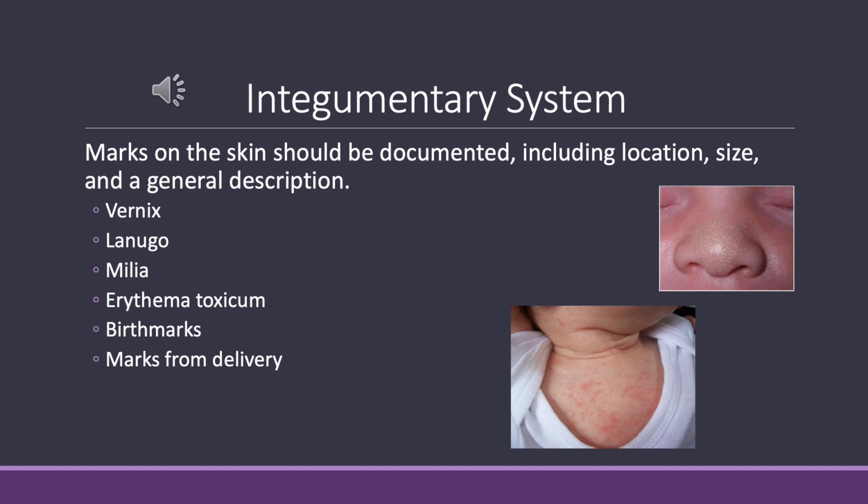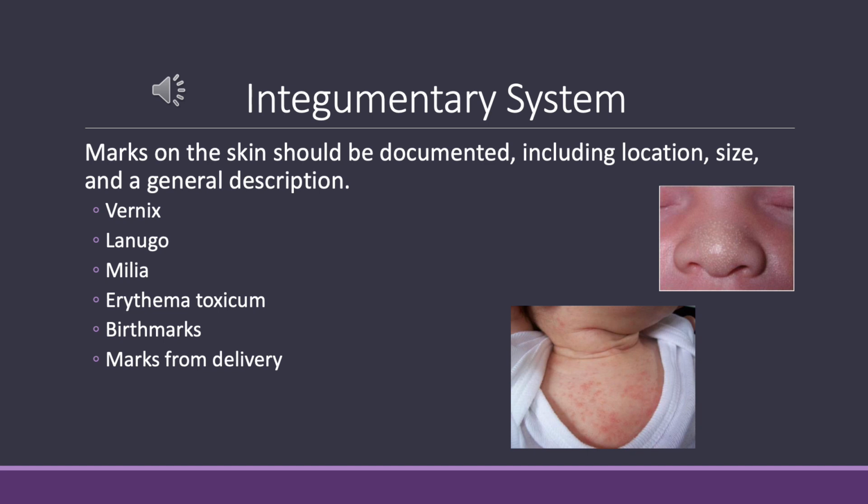Erythema toxicum is newborn rash. It is white or yellow papules or vesicles. They usually have a red base. It can appear anywhere on the body. It looks uncomfortable, but it does not bother the neonate. The cause is unknown, but it usually resolves within the first 3 months of life.